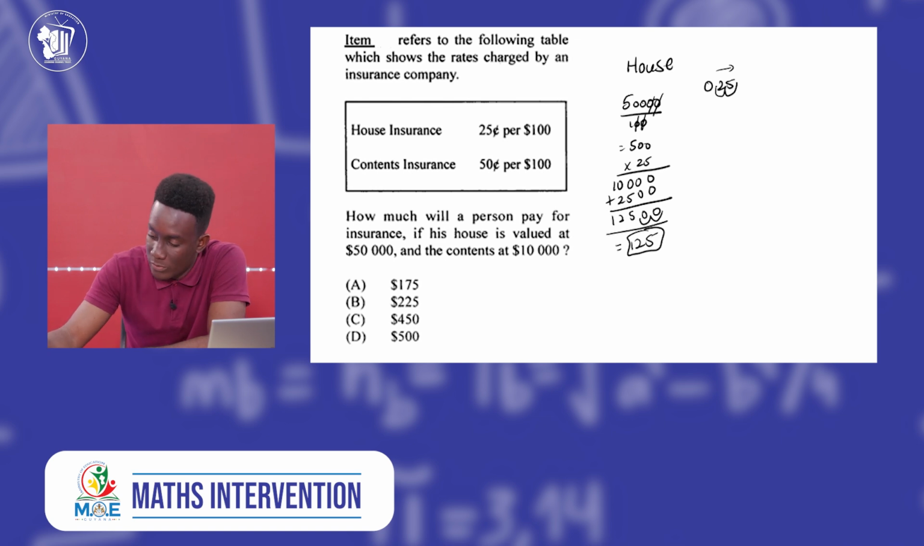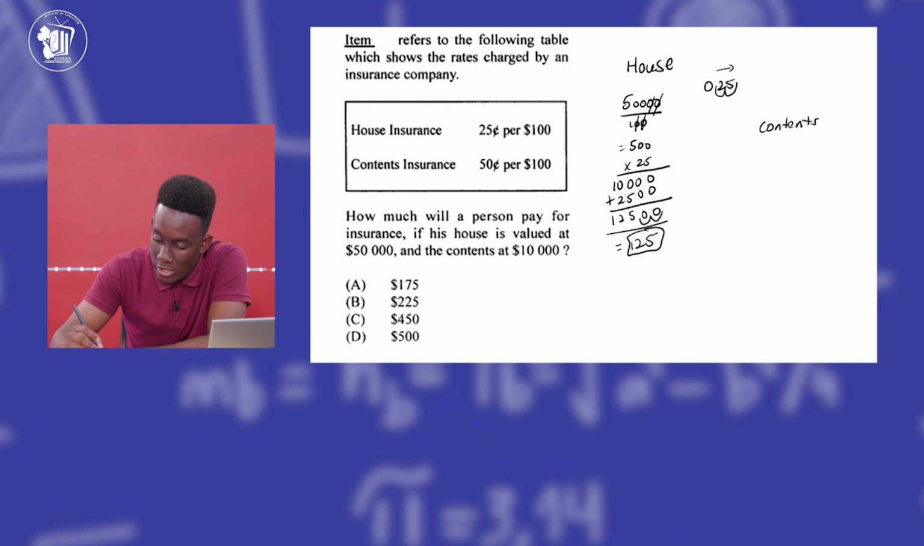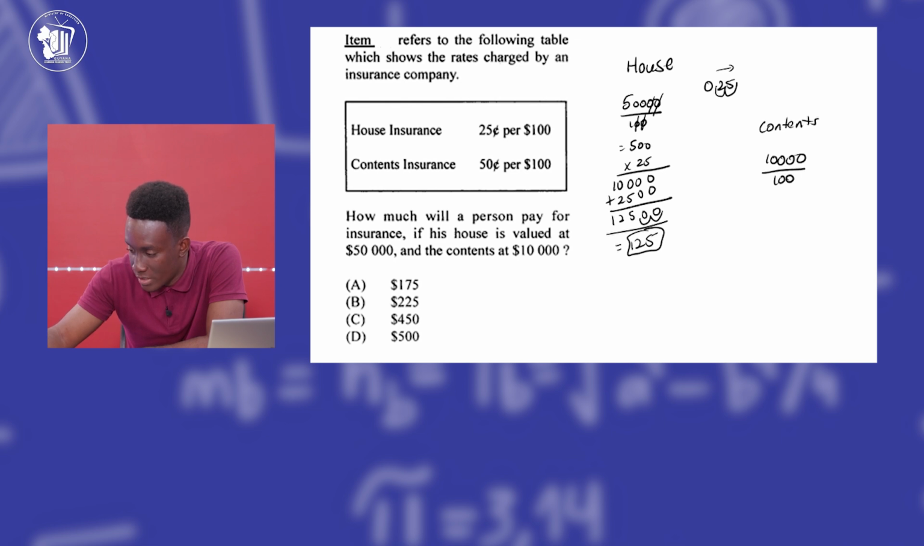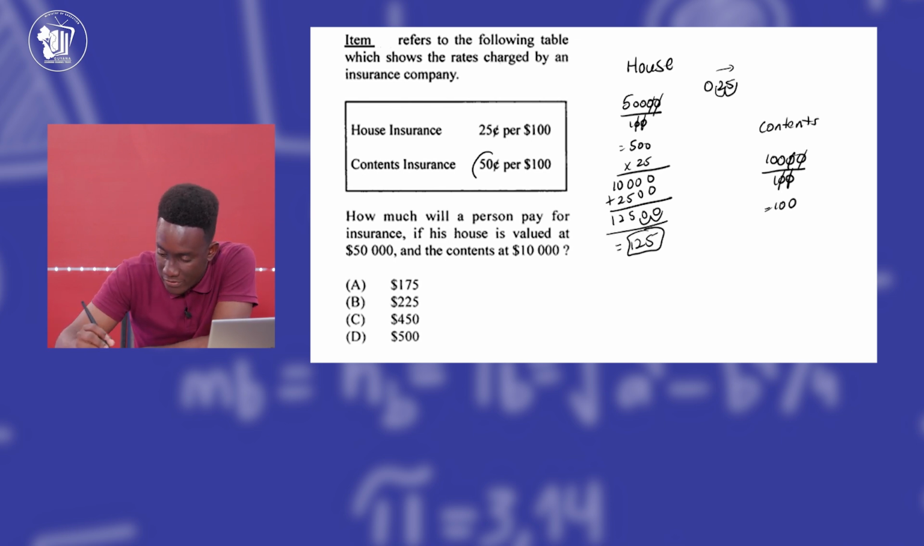So the next thing we want to find was the contents. So for the contents, we see it's per every 100 again. So let's find how many hundreds you can find in this 10,000, which is the cost of that. So it's 10,000 divided by 100. This 0 goes with that 0. This 0 goes with that 0. So it's 100. And then we multiply this 100 by the insurance, which is 50 cents.